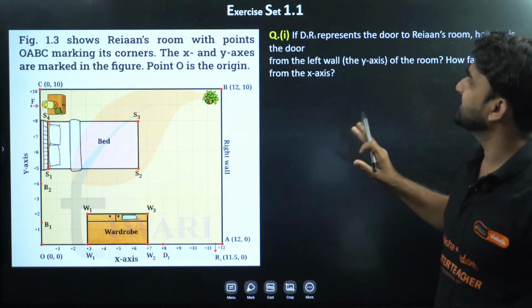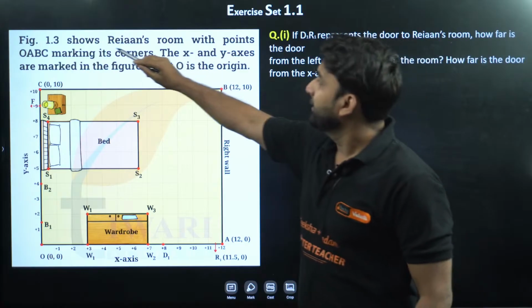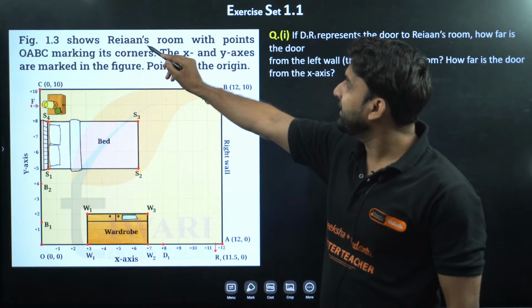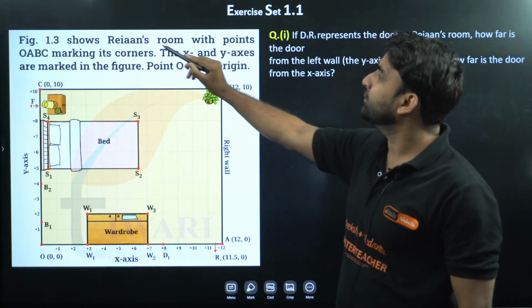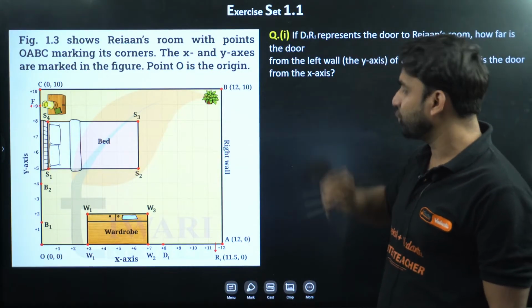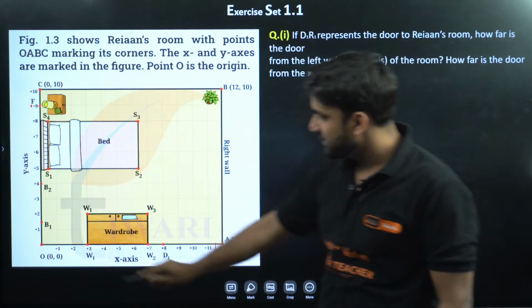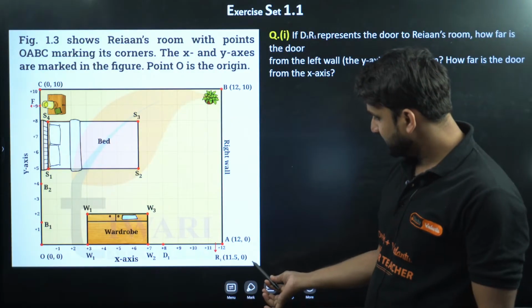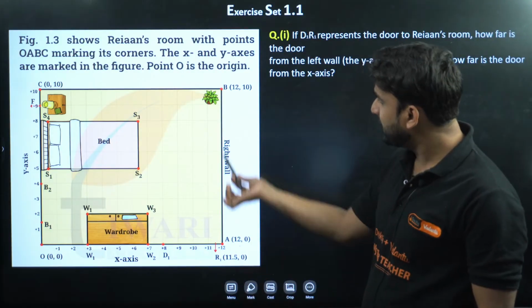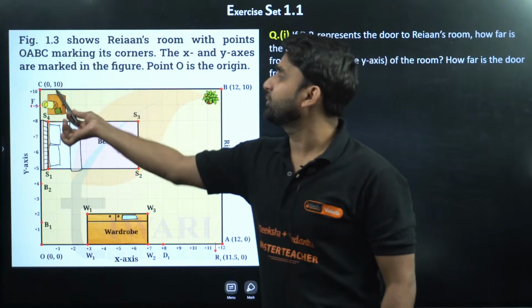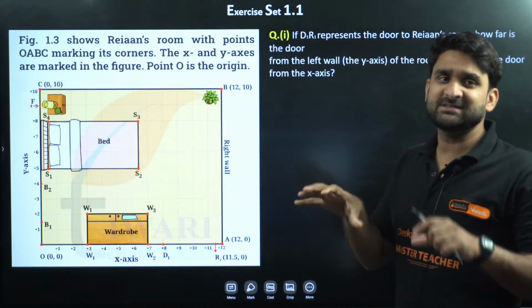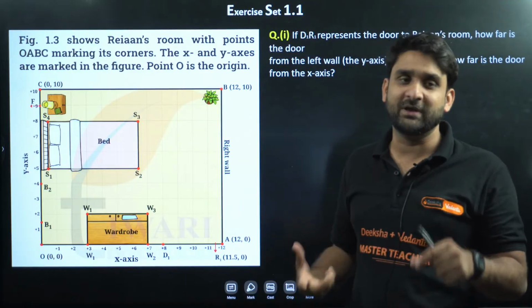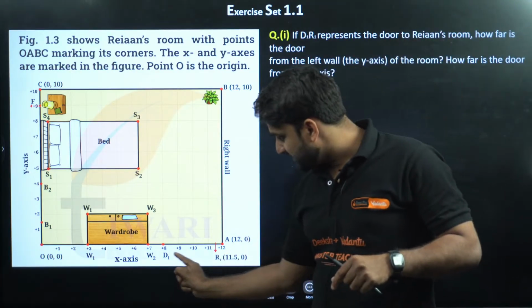The question says that figure 1.3 shows Rian's room with points O, A, B, C marking its corners. So OABC is the room. This is O here, O means origin, and this is A, this corner is B, and this corner is C. And this room is kept on the X and Y axes. Basically we can consider the first quadrant, because all the numbers are positive.